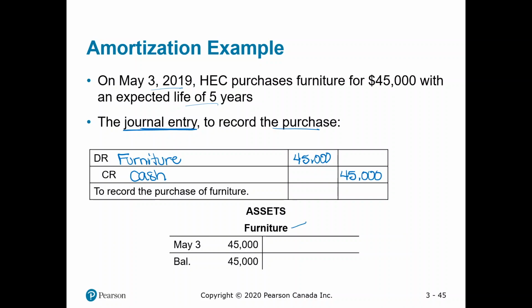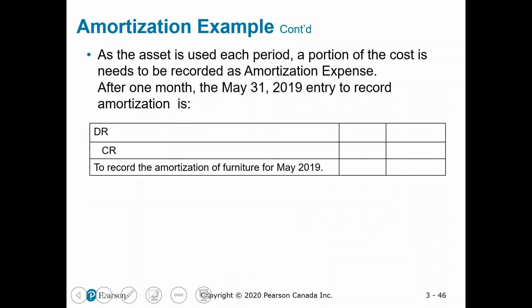And we know furniture will be a long-term asset because it has the useful life estimated at 5 years. Since that's more than 1 year, it becomes a long-term asset. So we would post that there into the furniture account. So that's nothing new. Now this next one is us at the end of the month recording amortization. So we know that as the asset is used each period, a portion of the cost needs to be recorded as this amortization expense. So after 1 month, in May, we need to book the amortization.